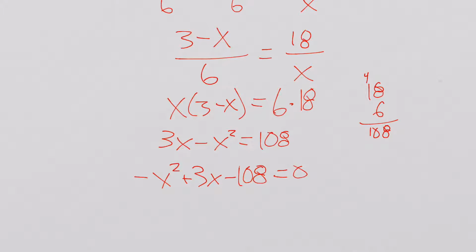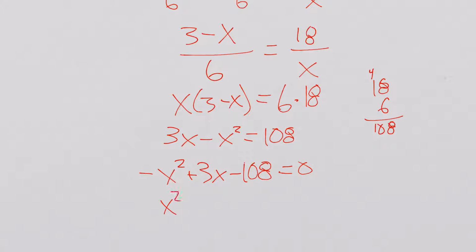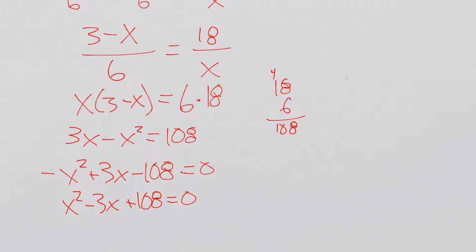And you could solve that with the quadratic formula. So maybe we'll just go ahead and do that. But what I'm going to do is write this as x squared minus 3x plus 108 equals 0, because that's totally equivalent. I multiplied everything by -1. 0 times -1 is still 0. So the quadratic formula will give me x equals negative b, which gives me a positive 3, plus or minus the square root of b squared, which gives me 9, minus 4 times a, which is 1, so I really just need 4 times c, which is 108.